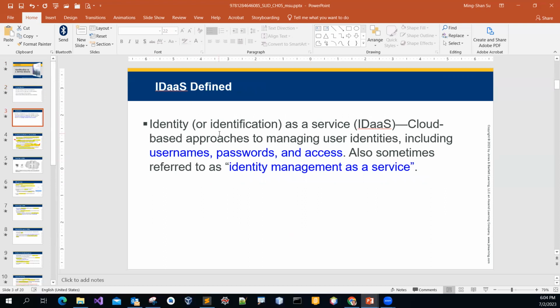So identification as a service or identity as a service is one of the cloud-based approaches to managing user identities, including usernames, passwords, and access. Also sometimes referred to as identity management as a service.